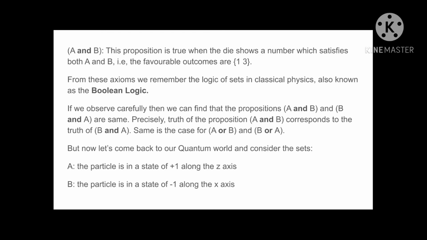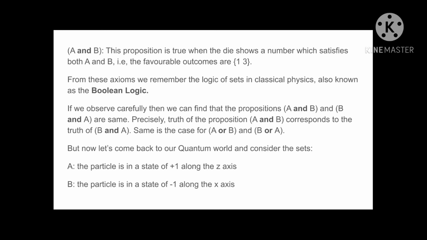And these axioms can remind you of the logic of sets in classical physics, which is also known as Boolean logic. And if you observe carefully, we can find that the propositions A and B and B and A are the same. Precisely, the truth of proposition A and B corresponds to the truth of proposition B and A. Same is the case for A or B and B or A.